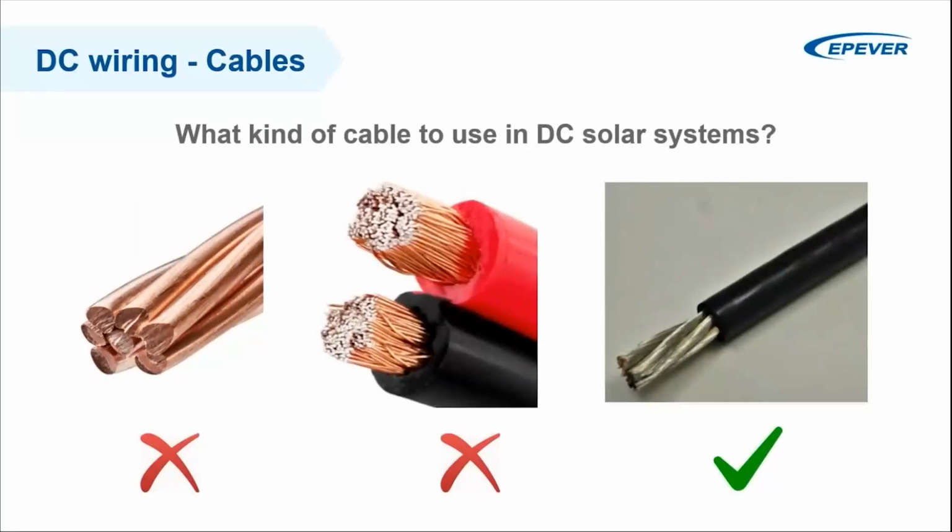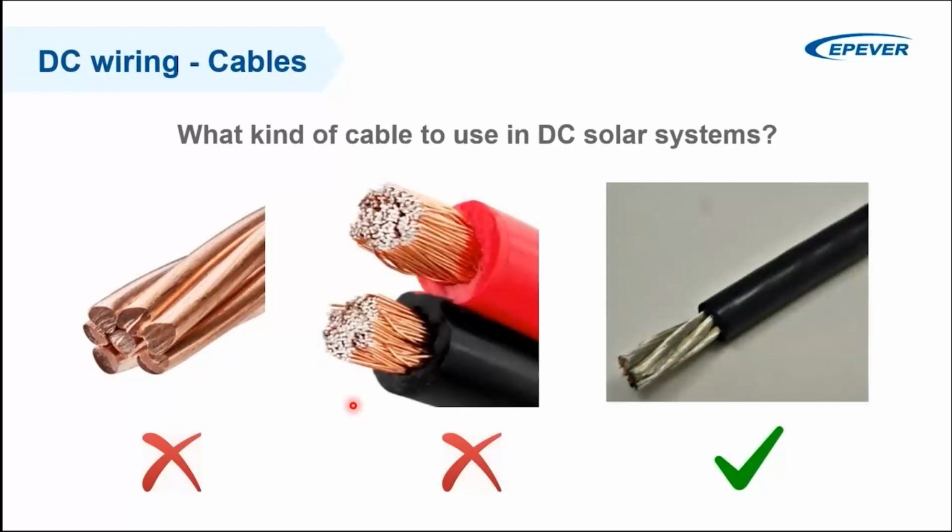What kind of cable to use in DC solar systems? The material and construction of the cable matters actually. For instance, you must not use cables with coarsened strands or non-flexible cables or AC cables. The DC cable is entirely different from an AC cable. You can find online a lot of resources about the differences between DC cables and AC cables. The construction is different, the strands are different, and the insulation is different. They are designed for different purposes. So we have to make sure that we are using a DC cable.